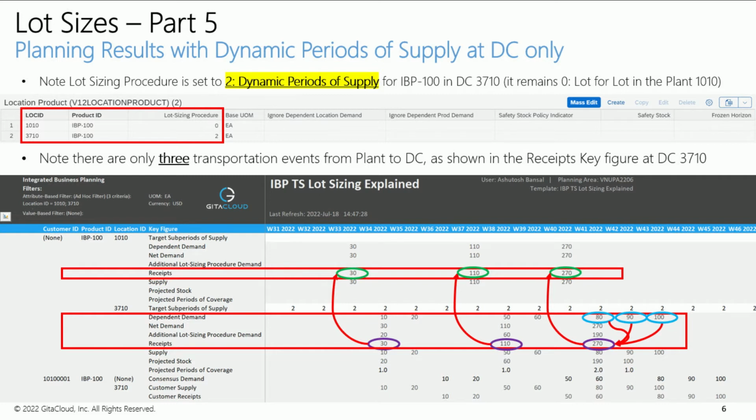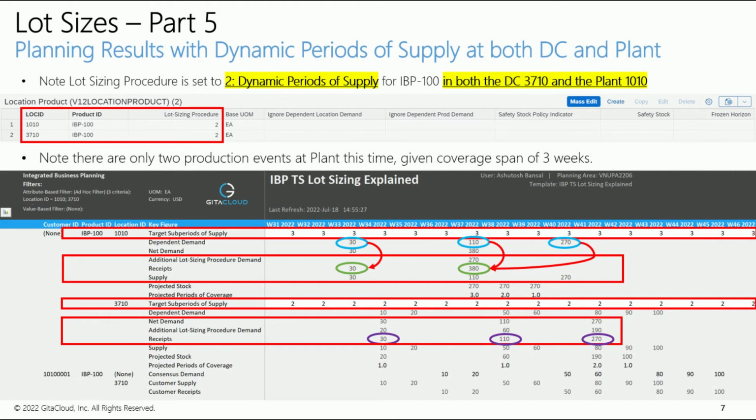Plant 1010 gets this consolidated demand and continues to plan it lot for lot. There are 3 production events planned with lot for lot at the plant per the receipts key figure. This is in sync with the 3 transportation events from the plant per the supply key figure.